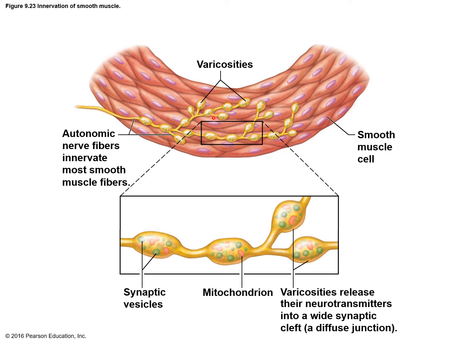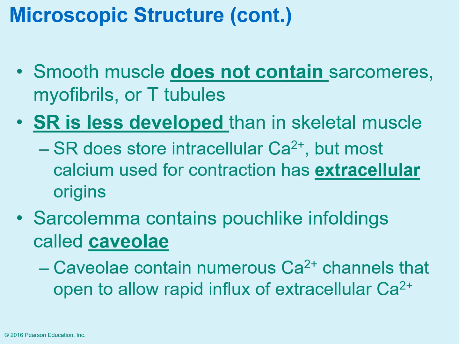So I think you can see a little bit better here. Here are these little swellings, those are the varicosities. So that's where the neurotransmitter is going to be stored, and it'll be released from here, like what we saw at the neuromuscular junction with the nerve and muscle, skeletal muscle. But this wraps around, and that's how it's going to be innervated.